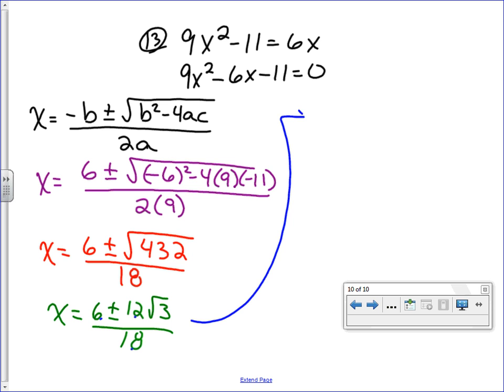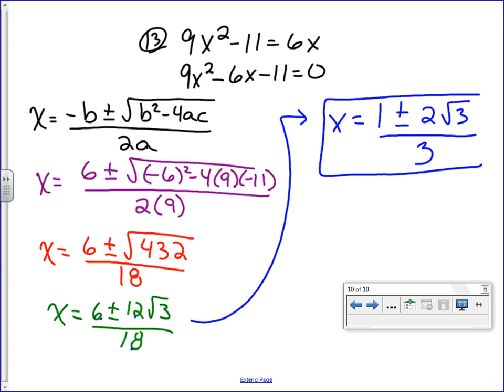6. So what we're going to do is divide everything by 6. 6 divided by 6 is a 1. 12 divided by 6 is a 2. And the 18 divided by 6, that's 3. And at this point, that's as much simplifying as I can do. So that right there is going to be my answer.